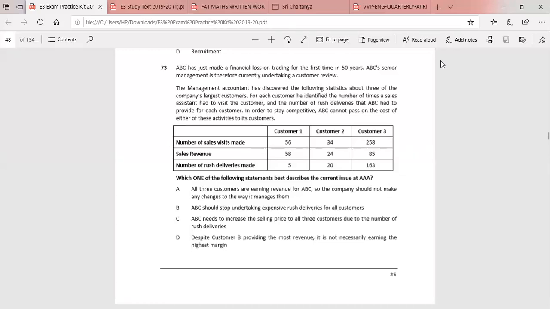Yeah, through data given, but specifically which part of it is highlighted. That is the focus there. The number of rush deliveries made are 163. Of course, the revenue generated is very high, but they are also spending a lot of amount on the rush deliveries. Therefore, the statement of B is also applicable. Okay, the statement of B is applicable, but that applies to all the customers. It is not very specific to customer 1, 2, or 3. The statement talks about ABC should stop undertaking expensive rush deliveries for all customers.